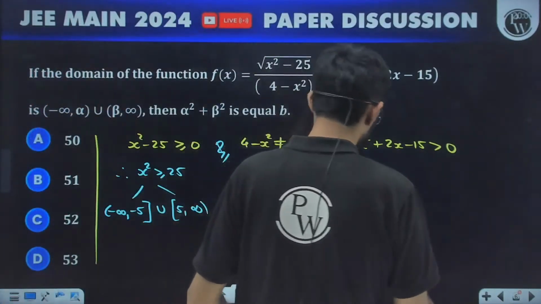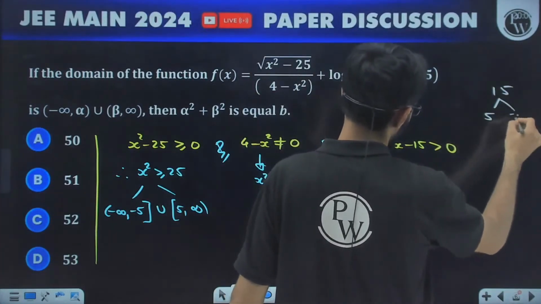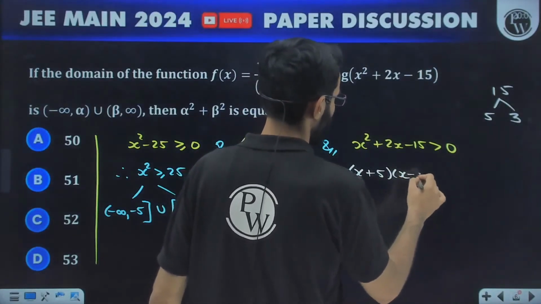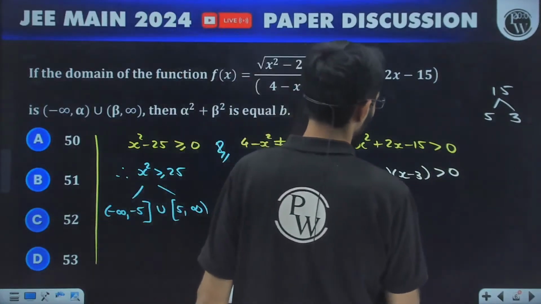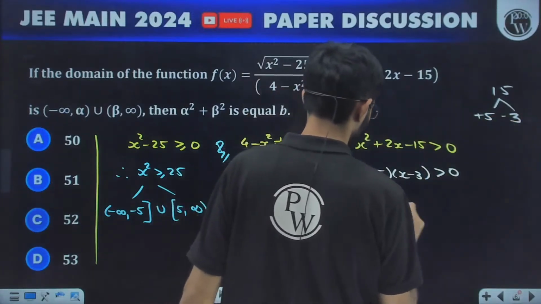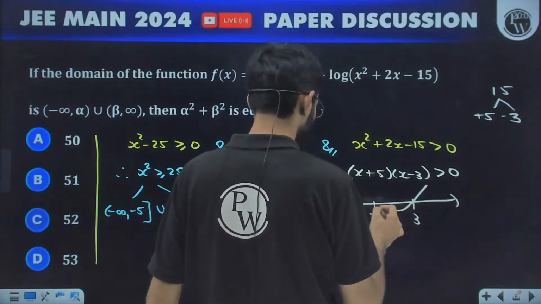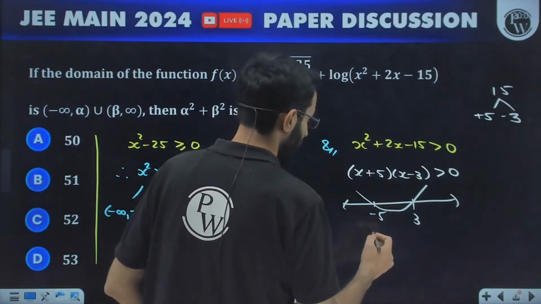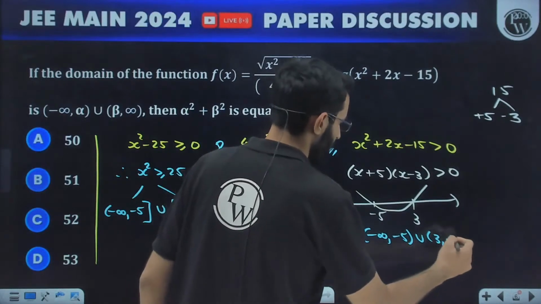Now factors of 15 are 5 and 3 such that the difference will become 2: plus 5, minus 3. So here you are going to have x plus 5, x minus 3 greater than 0, because plus 5 minus 3 will give you plus 2. So here your roots are minus 5 and 3, and you need to take the positive part. So here your x will lie between minus infinity to minus 5 union 3 to infinity.